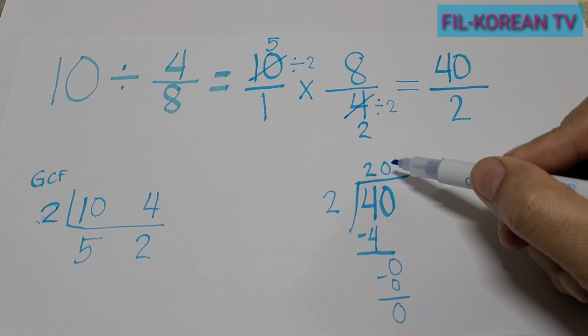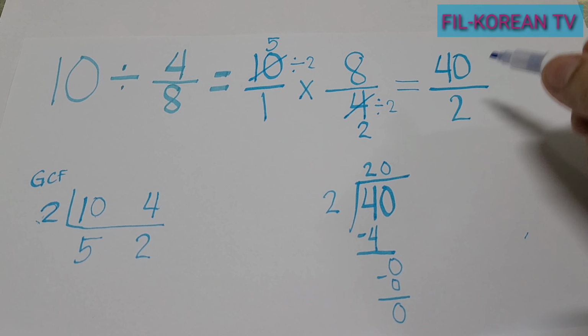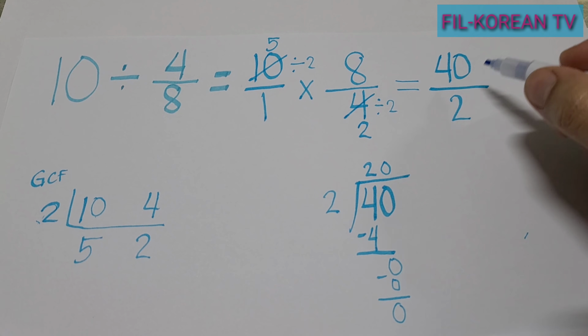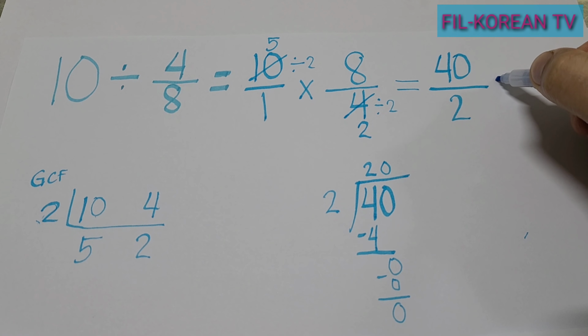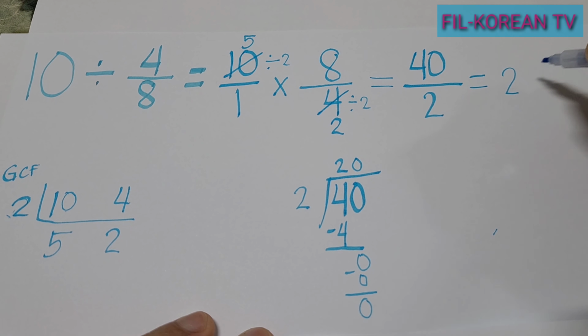Okay, yung quotient natin, 20. Walang remainder. So, ibig sabihin, yung answer nito ay whole number. 40 divided by 2 equals 20. So, the answer is 20.